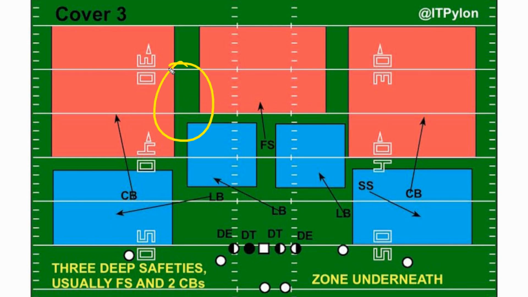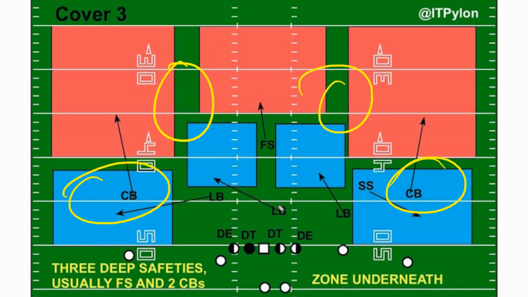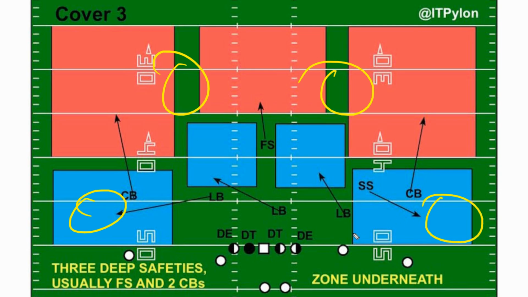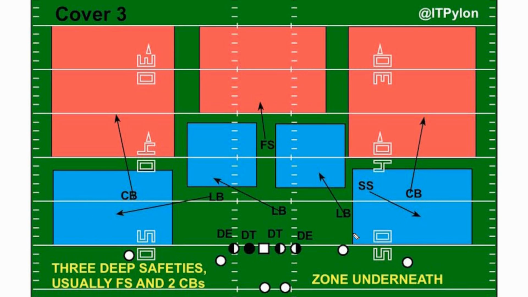So again, cover 3, the seams, anything in the flat. You're going to know that they're probably going to have a numbers advantage in any sort of run game. So you got to be careful with that. But again, cover 3, we're thinking seams and flats for the weaknesses. The strengths are they get an extra player into the run game. So that's cover 3. Now let's get into cover 2.